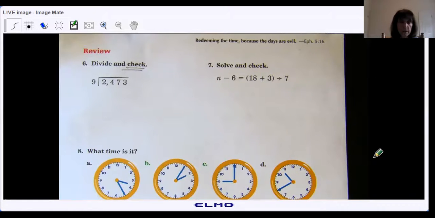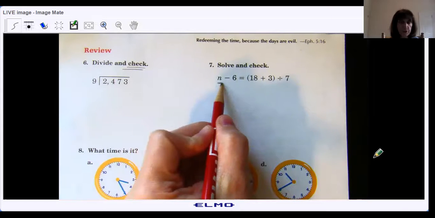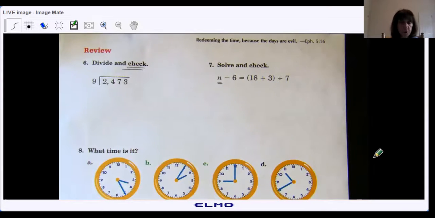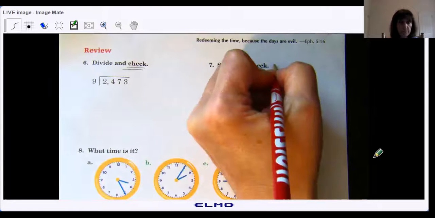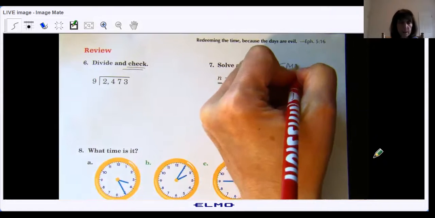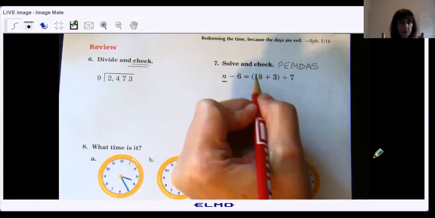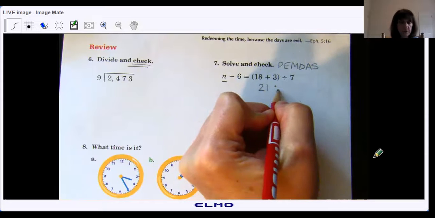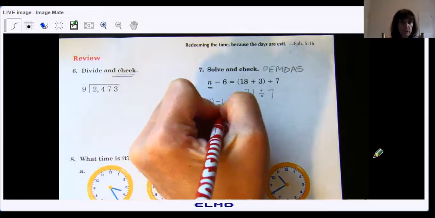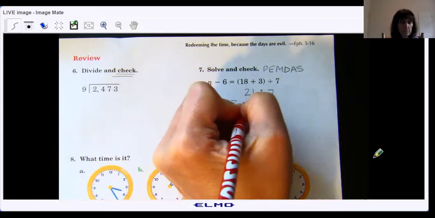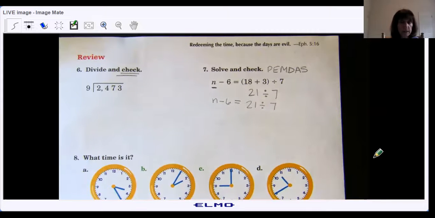All right, number 7, solve and check for N. What do you know up there that you can do? Remember, you do parentheses first. So 18 plus 3 is 21. And then divide it by 7 and get your answer on the right-hand side first. Okay, and then you can go from there. I'm not going to give you any more information. You're going to do it all yourself. I need to see all your work.